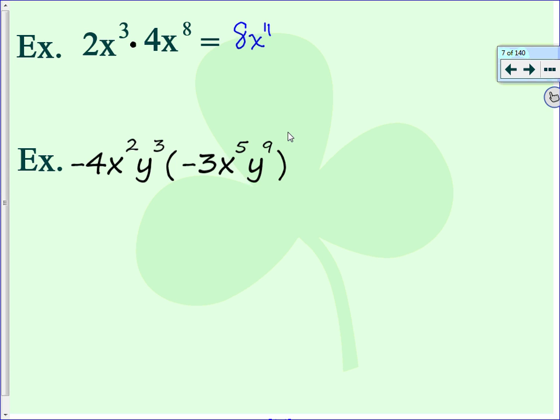And Maggie, this next one's a big one. Think you can handle it? Okay.